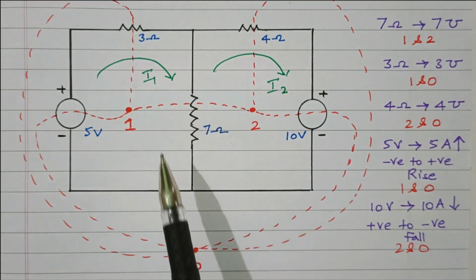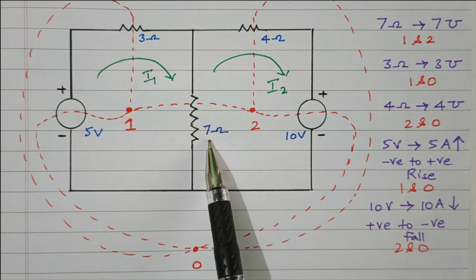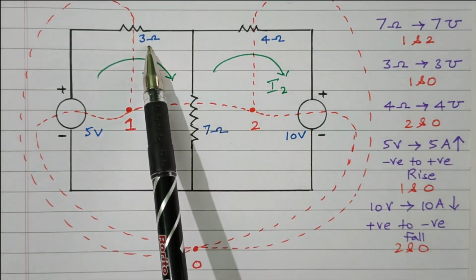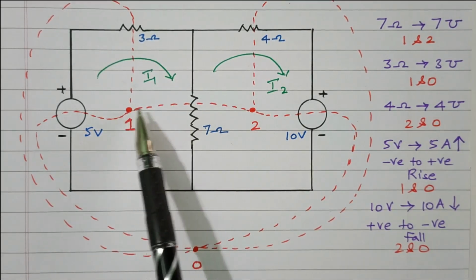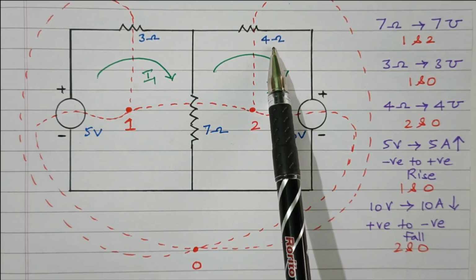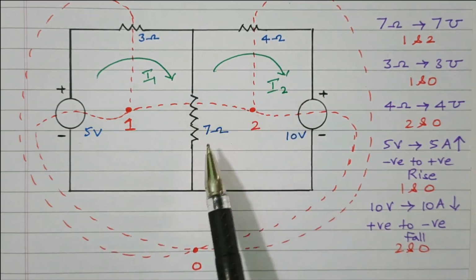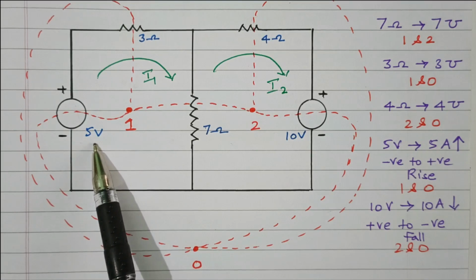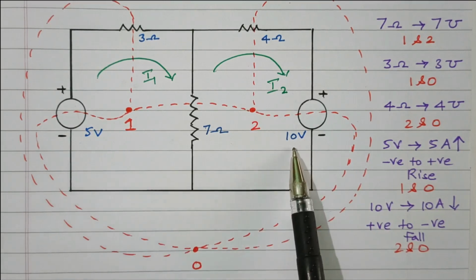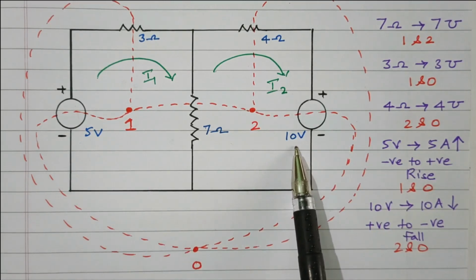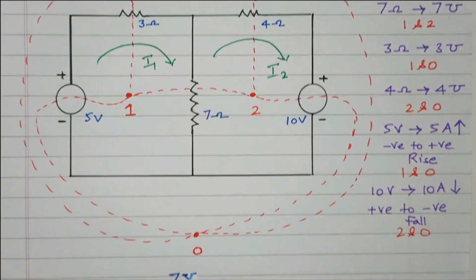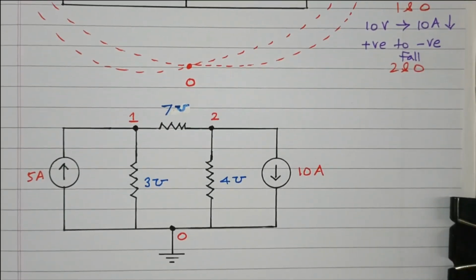So see, the 7 ohm is converted into 7 mho conductance connected between 1 and 2. The 3 ohm is converted into 3 mho connected between 1 and 0. The 4 ohm is converted into 4 mho conductance connected between 2 and 0. This 5 voltage source connected between 1 and 0 is converted into a 5 ampere current source going in the upward direction. This 10 voltage source is converted into a 10 ampere current source going down, because the current flows from positive to negative. So based on that, we'll see the dual network. So this is the dual network.